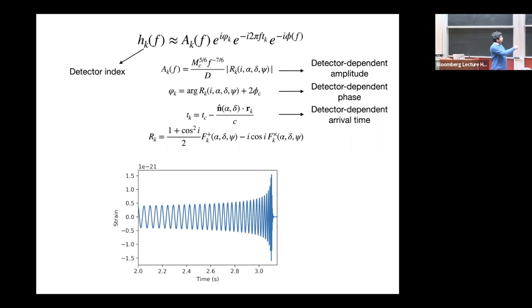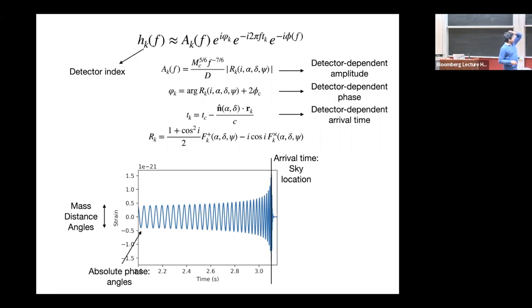So again, if I look at the signal that I wrote here, the amplitude is just setting the mass, distance, and angle, some combination of the angles. Where it arrives is decided by the sky location and the coalescence time. And the absolute phase, so whether it's going like a cosine or a sine here, is not really a deep quantity, it is just set by where the merger is in its lifetime.